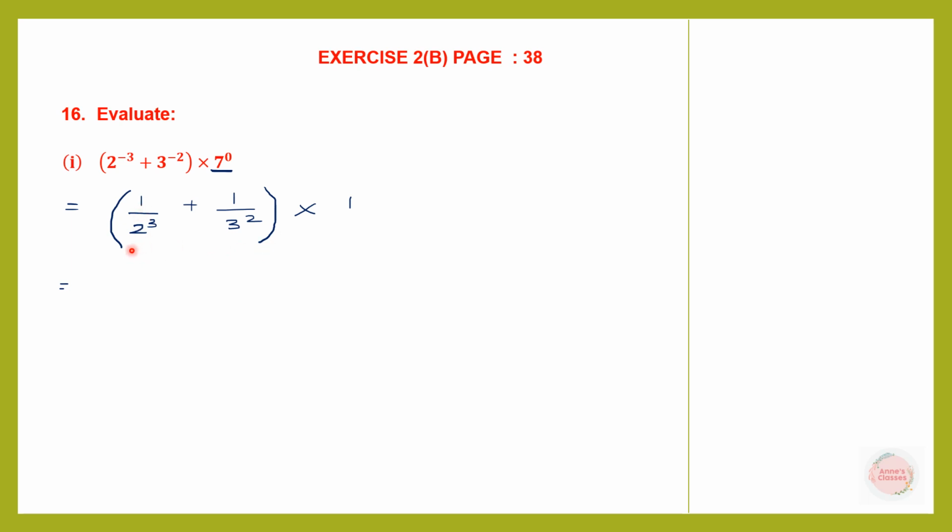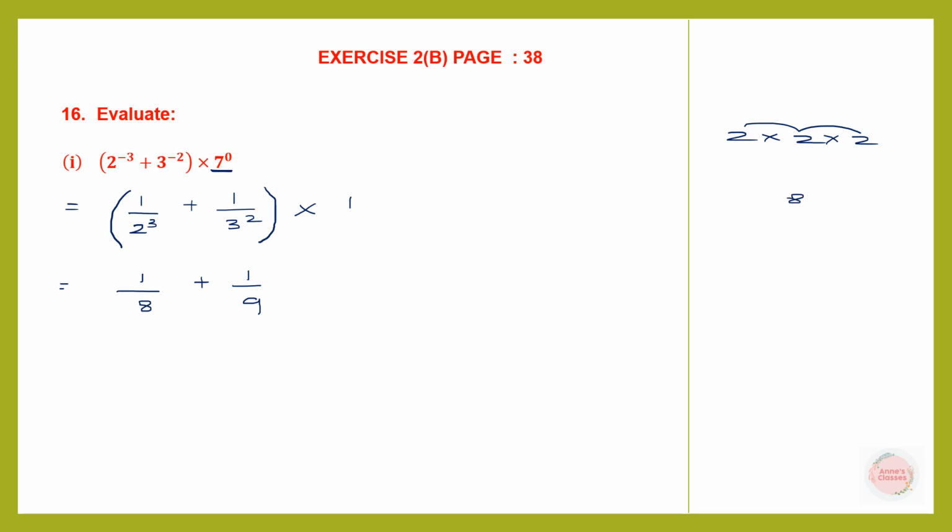So this is 1 by 2 raised to the power of 3, how much is that? Let's write that. So 1 by 2 raised to the power of 3 is 2 into 2 into 2. 2 2s are 4, 4 2s are 8, plus 1 by 3 raised to the power of 2 is 3 into 3 which is 9. So we have to work out this 1 by 8 plus 1 by 9.